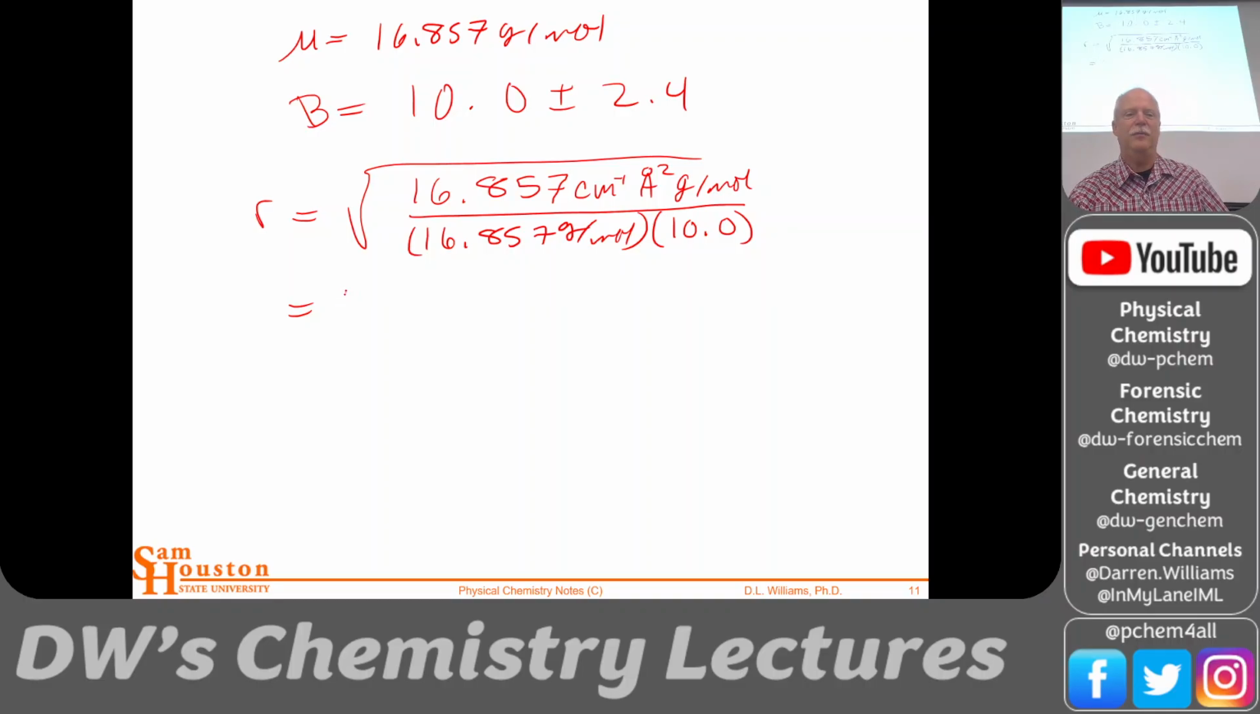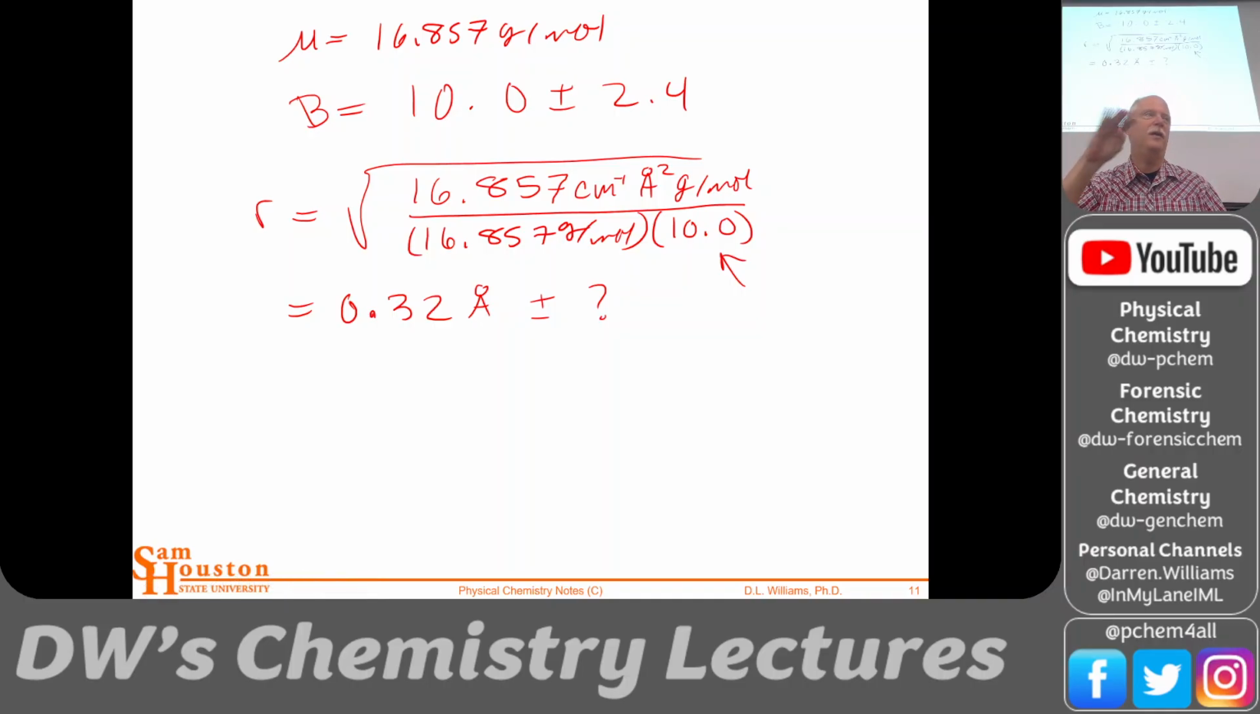So what does that end up with? 0.3? Okay, tiny little bond length, but it is what it is. That's what we got because our reduced mass is so big. So that's our bond length, plus or minus what, right? We don't know yet. But this is products, right?